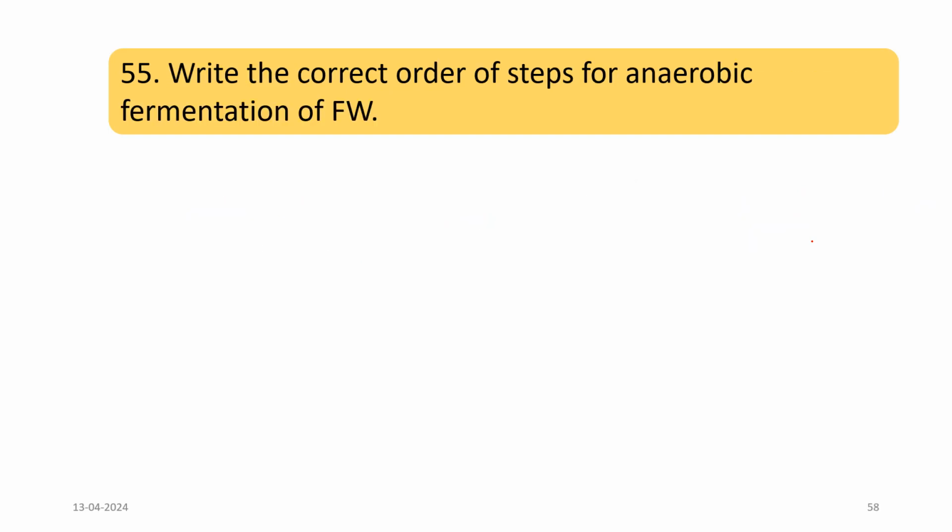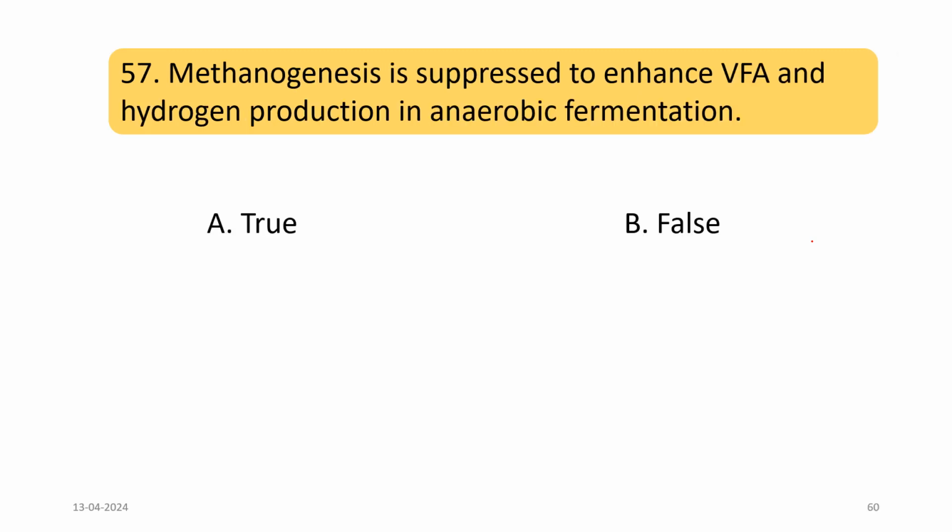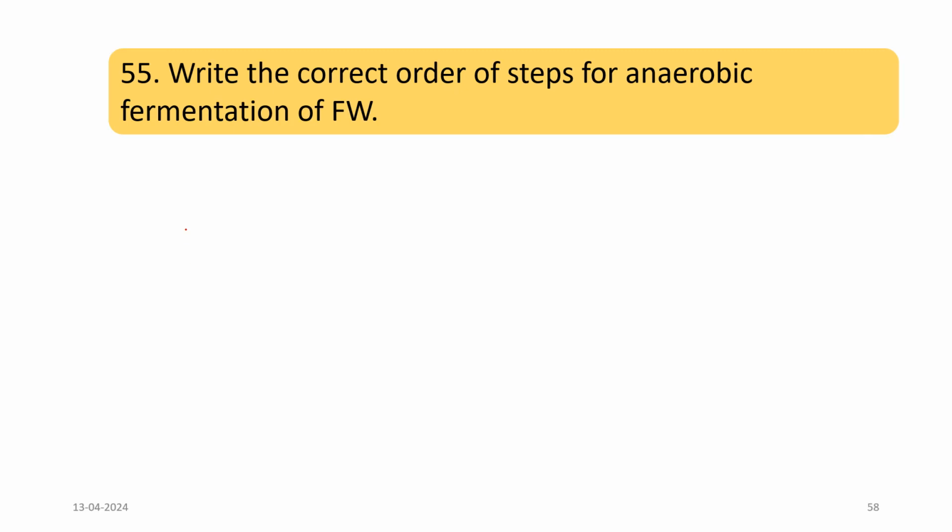Next question, write the correct order of steps for anaerobic fermentation. So the correct order is first hydrolysis of the food waste, then acidogenesis, where aldehydes, alcohols, and VFAs are produced. Okay.